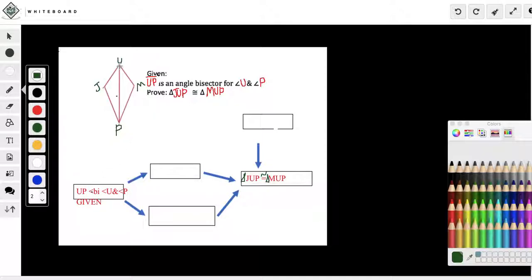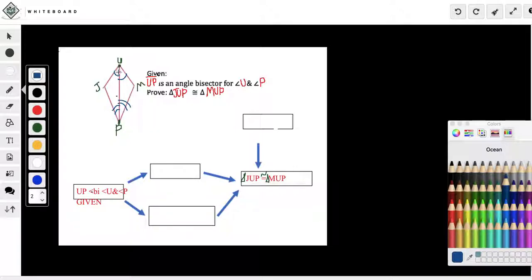So UP, let's look up here. UP, it's telling me, is an angle bisector for both angle U up here and angle P down here. So what does that tell me? Well, we know what it tells us, right? It tells us that these two angles are congruent and that these two angles are congruent. So now let's go ahead and write that in our little spaces down here. So what are we going to write in these spaces?